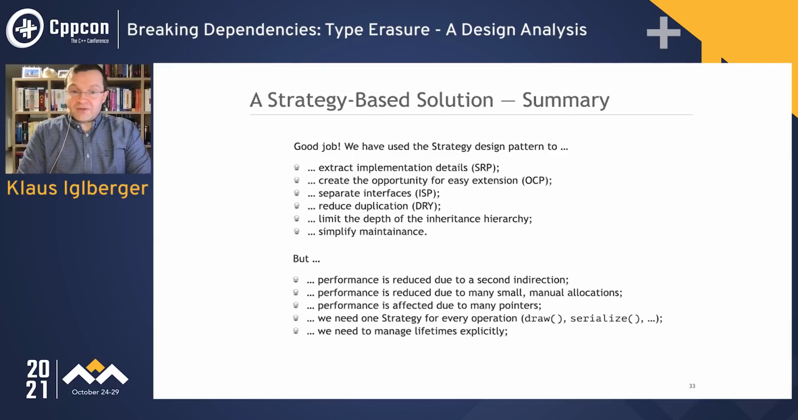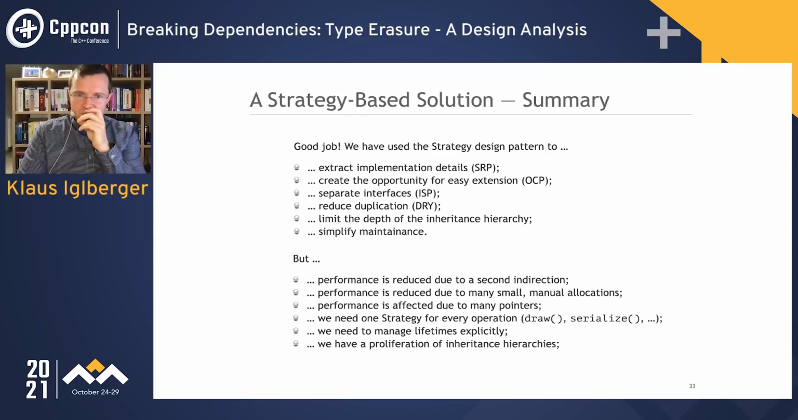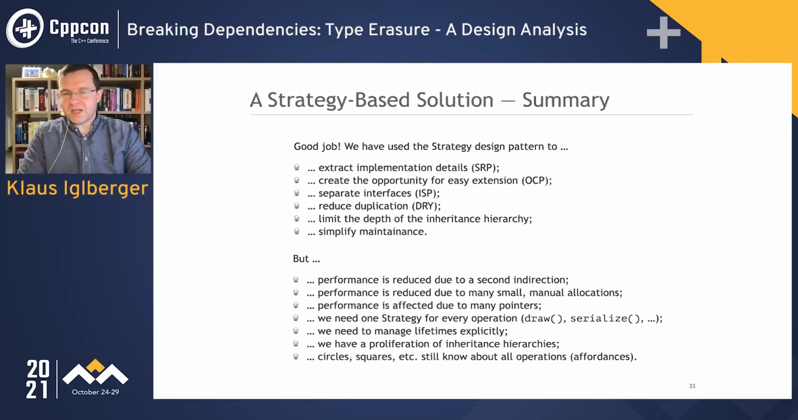I also need to manage lifetimes explicitly. It works. We have unique_ptr, but it's not beautiful. And okay, this is what I just said. Still, it's a personal opinion perhaps, but still a circle, a square, etc. knows about drawing, knows about serialization. Logically, it does not know about the implementation details anymore, but still all the operations are somehow bound to shapes. And that's something I believe we could and should optimize.